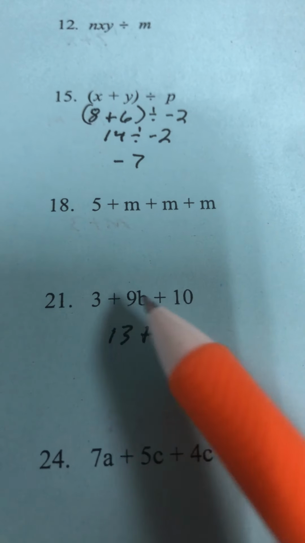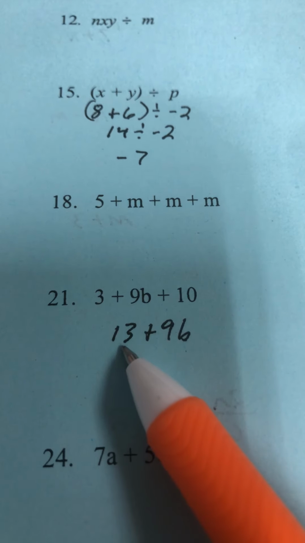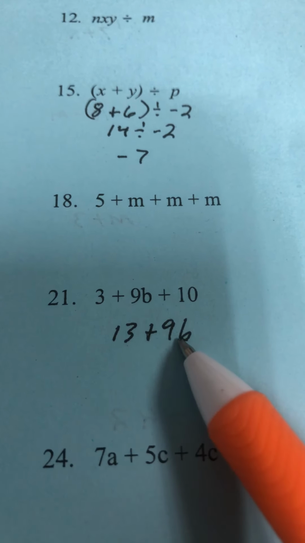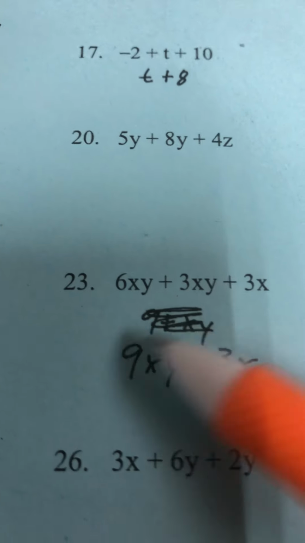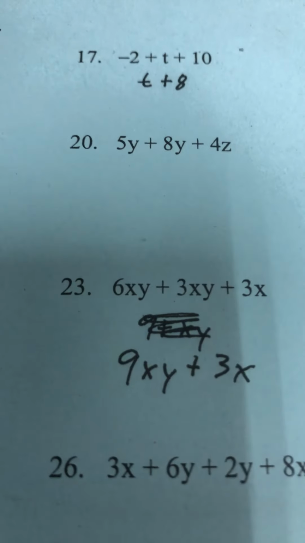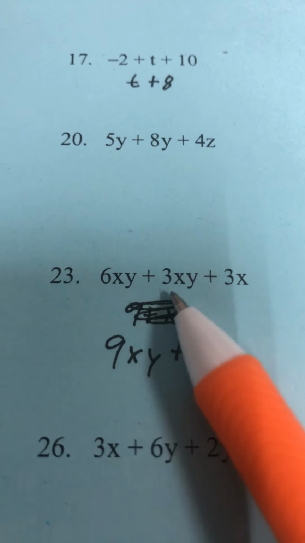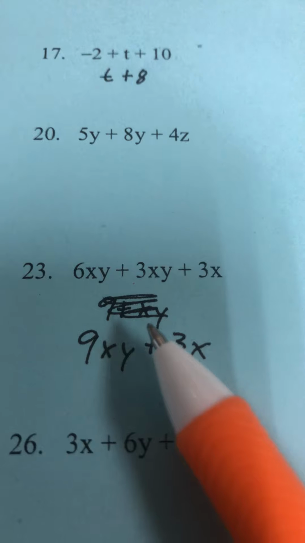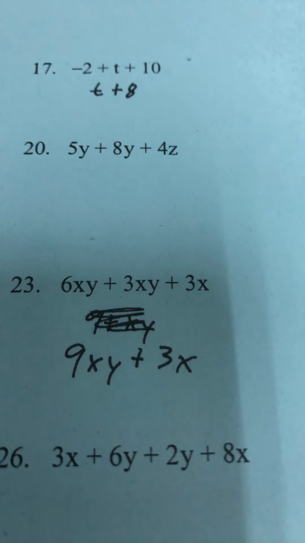21. The only thing I could put together is that 3 and that 10. It's a plus 10, so I have 13. And I have the 9b. 23, don't mind that. I put a plus in there when I shouldn't have put a plus. So anyways, the 6xy and the 3xy are the only two things that I can put together here. So I have 9xy plus that 3xy that I just bring down.